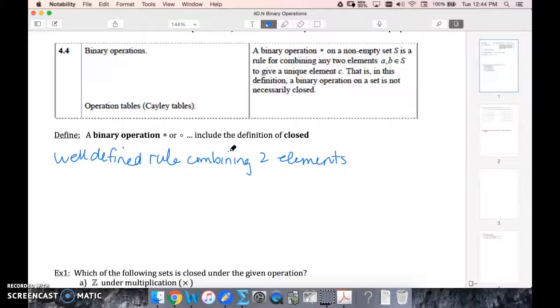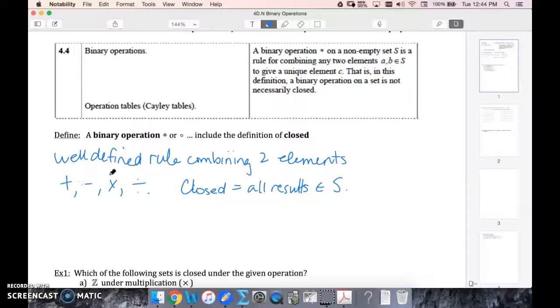So examples of this are addition, subtraction, multiplication. Let's use the correct symbol here, multiplication, division. All of those are binary operations. If the result, and all the results, not just a single result, if all the results are elements of the original set, we call that closed. So closed has all the results are elements of the original set.